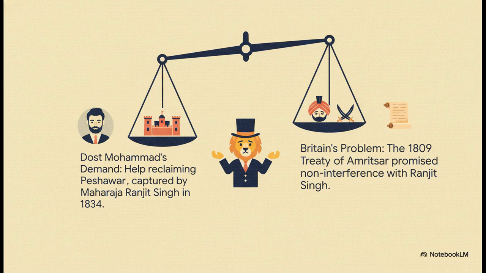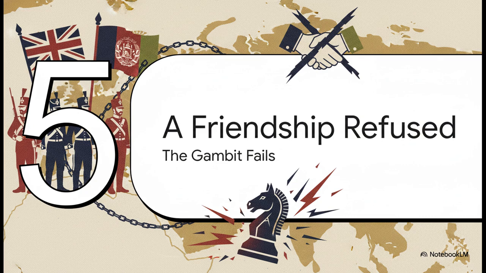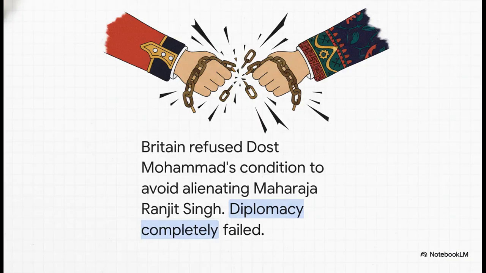They were totally stuck. So, Britain's in a bind. They're caught between two potential allies, and Lord Auckland has to make a choice. A choice that would kick off a chain of events leading straight to war. At the end of the day, Britain just couldn't deliver on the one thing that mattered most to the Afghan ruler. For Dost Mohammad, an alliance that couldn't get him back the city of Peshawar, well, it was basically worthless.